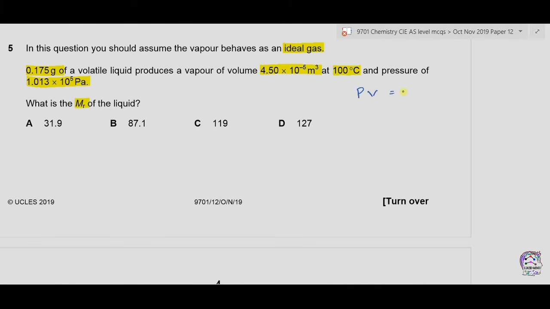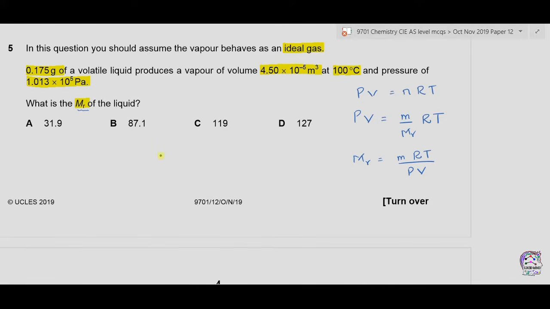We have PV equal to nRT, where P is the pressure, V is the volume, n is the number of moles, R is the ideal gas constant, and T is temperature. As we know that the number of moles is equal to mass divided by molecular mass, PV will be equal to mass in grams divided by Mr, into R and T. As we have to find Mr of the liquid, we can write Mr will be equal to mass into R into T divided by pressure into volume.